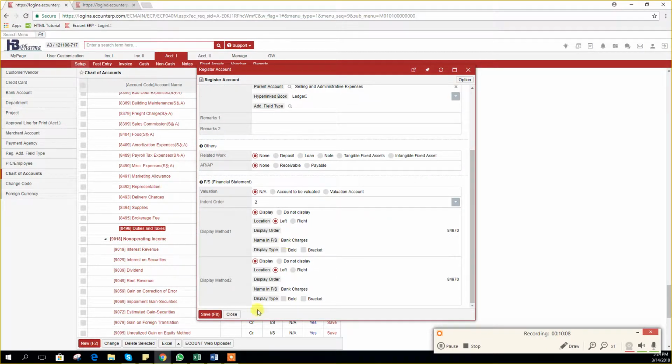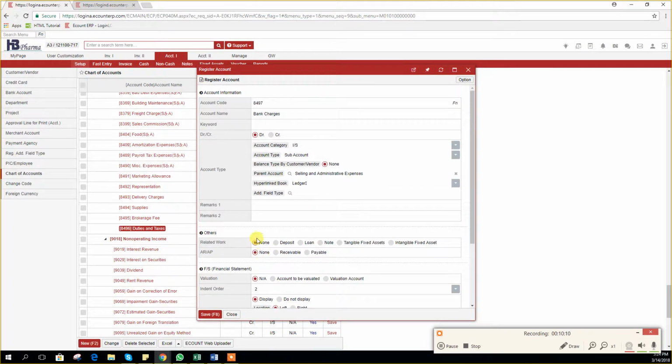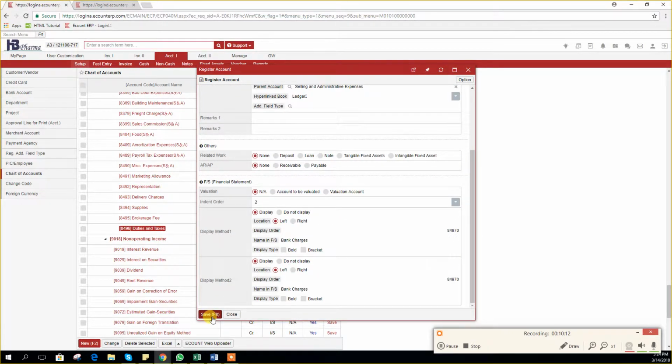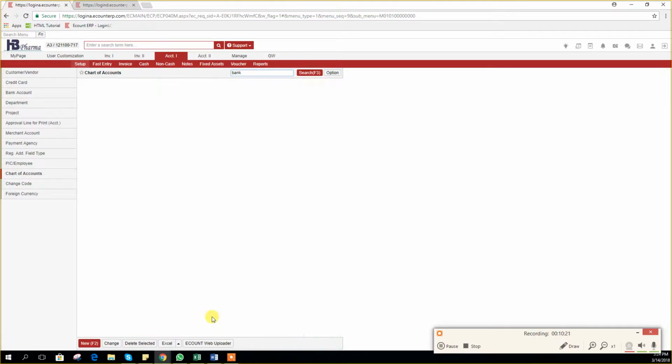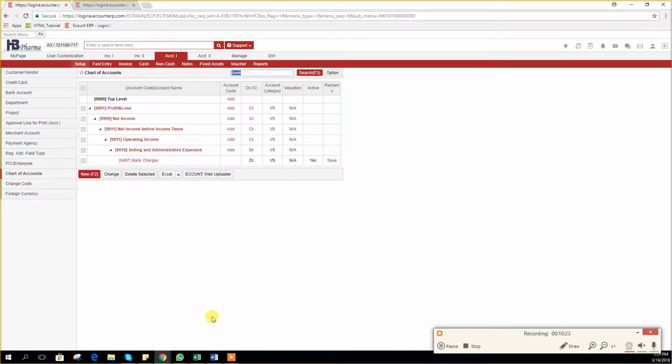So now let's save this. Do we have a bank charges account? Yes, we do. Okay, so bank charges is a debit balance account and it belongs inside the income statement. Alright.